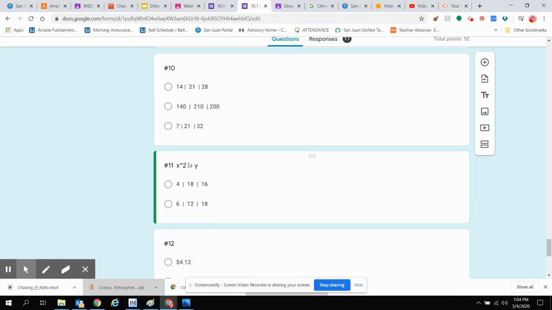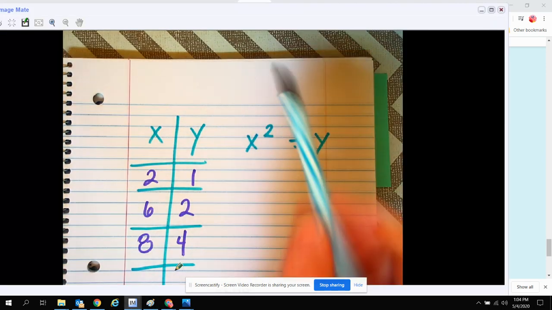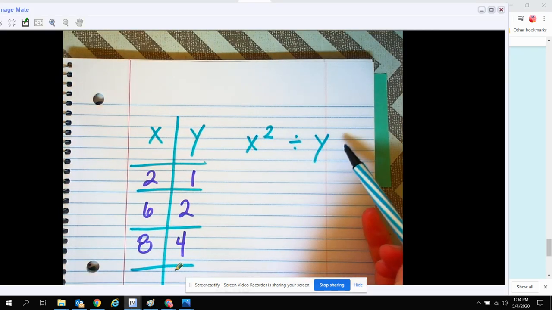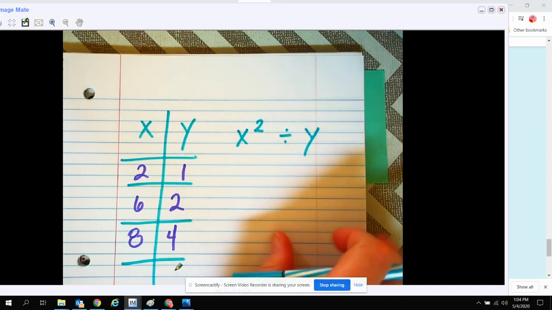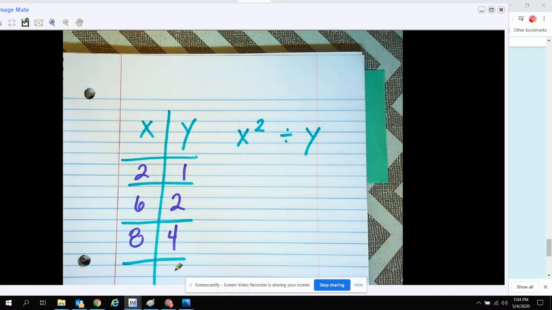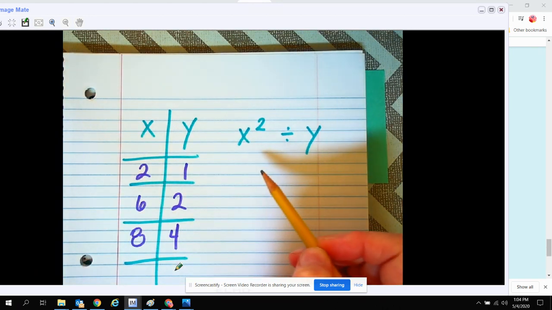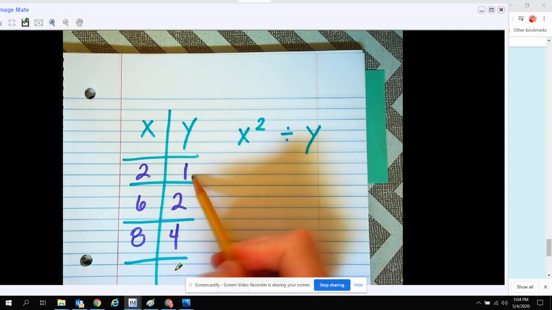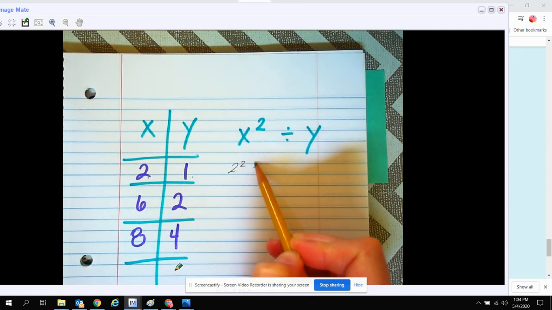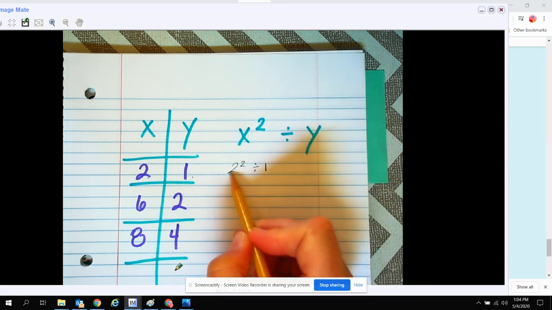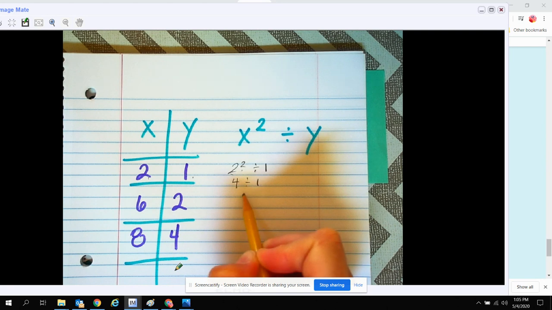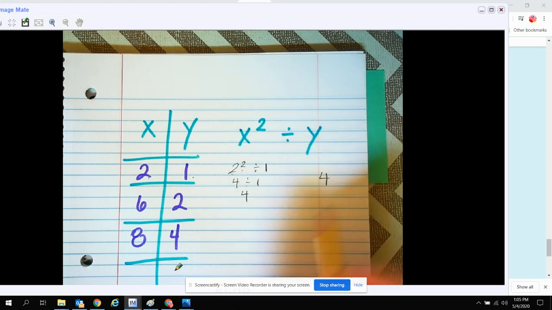And this division problem is going to look something like x squared divided by y. And again, I do apologize for the fuzziness of that. And we're just going to practice the learning just in case, so that we can have big brains. All right, I'm going to plug in my x and my y. So I have 2 squared divided by 1. 2 squared, 2 times 2 is 4, divided by 1 is 4. So my first value is 4.